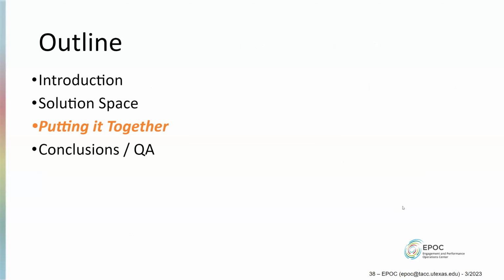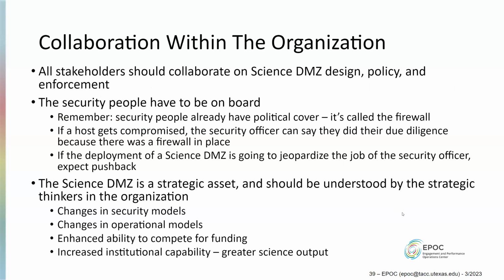So for putting this all together, what we need is collaboration. We need to make sure that the security people are on board. We need to make sure that all of the stakeholders, including the researchers, the people making the financial decisions, other staff, and other CI people that need to be involved, understand how the Science DMZ is designed, what it's supposed to do, how it's going to achieve security doing that, what kind of performance is to be expected, and ultimately how it's going to benefit the science.